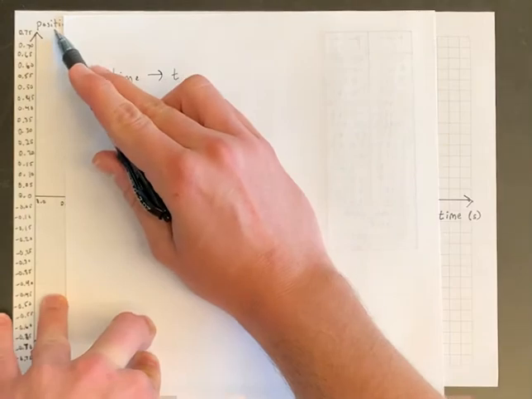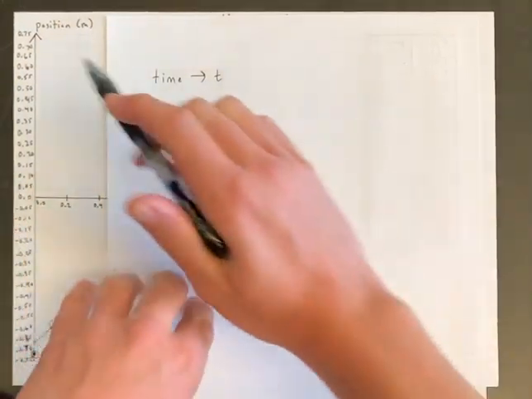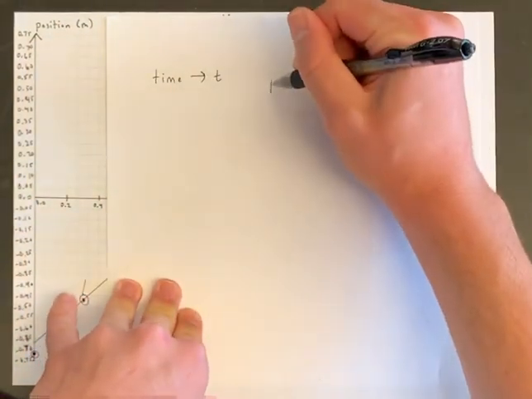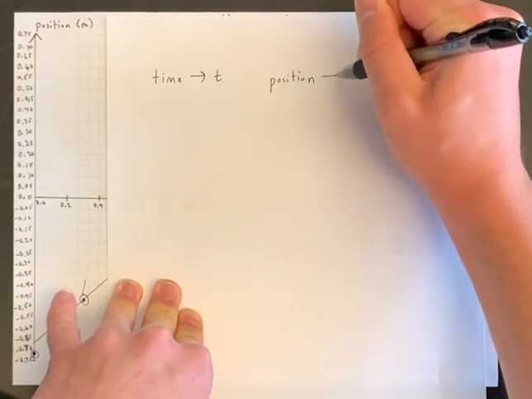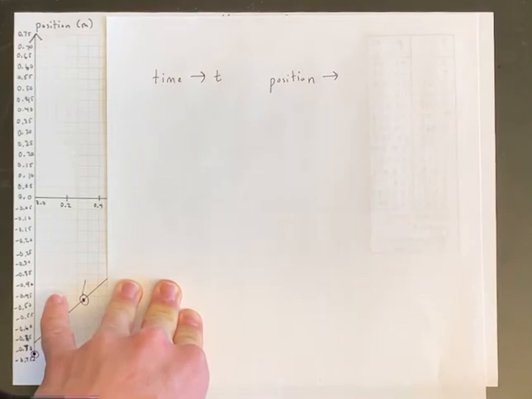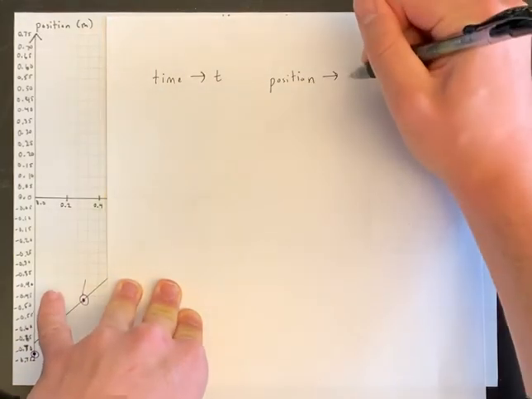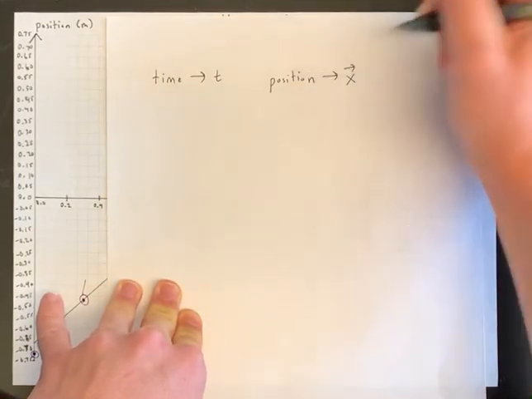I'm going to do the same thing now for what's on the vertical axis. I have position as my physical quantity on the vertical axis, so I'm going to write the word position. And the variable we use in physics for a horizontal position is an x with a vector arrow above it.